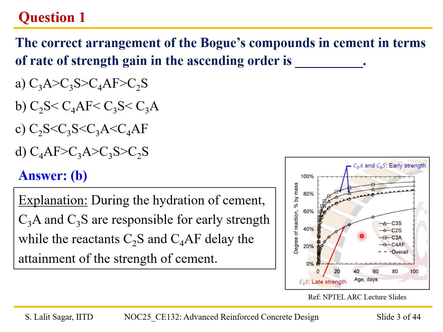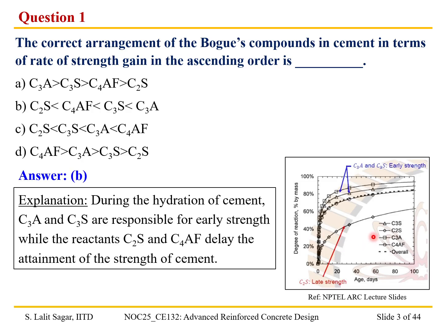Initially we have this particular graph where we have the curve represented by the diamond marker. That corresponds to the compound C2S. C2S is responsible for a delayed attainment of strength. That is, its rate of strength gain is the least, you can say.